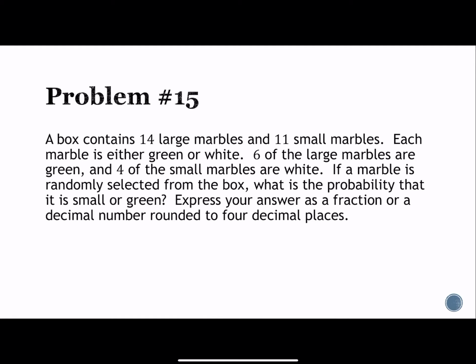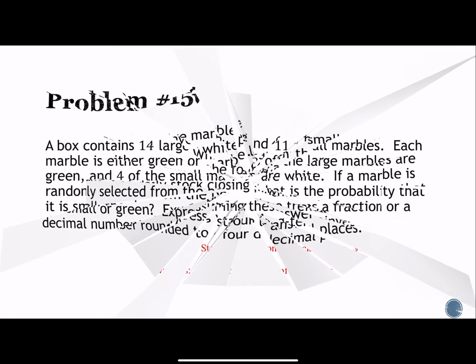We have a box that contains marbles, large and small, and they're either green or white. They give us some numbers here. If a marble is randomly selected from the box, what's the probability that it is small or green? It's a probability question, and we're looking for small or green. The key word there is or, so we're adding probabilities. This is Chapter 4. The question is, can we have a marble that is small and green? The answer is yes, so make sure you use the correct formula from the formula sheet. This one's not so bad, but make sure you're looking for the word or, which means add the probabilities.